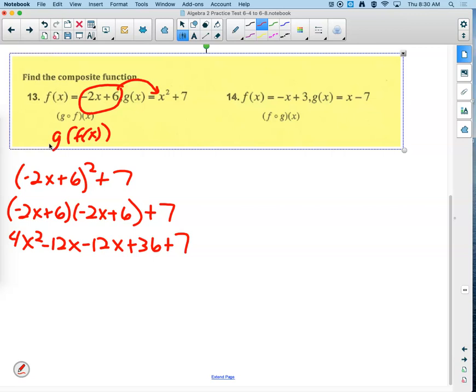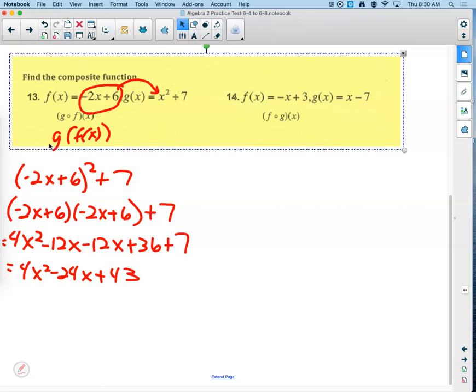What do you suppose we should do next? Absolutely, combine like terms. So 4x squared minus 24x plus 43. That's the composite function. So just remember, the one that's closest to the variable, that's the one we have to put in first, then go backwards and go to the second one.